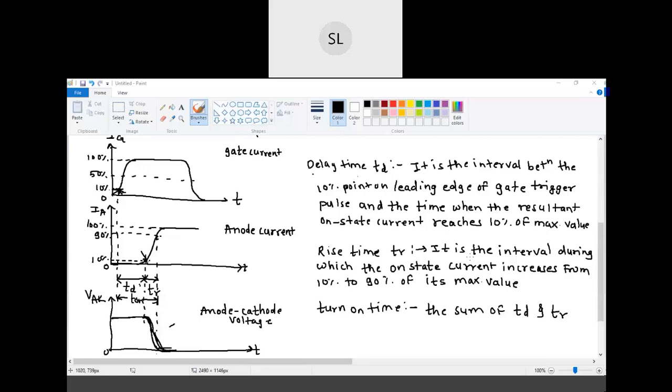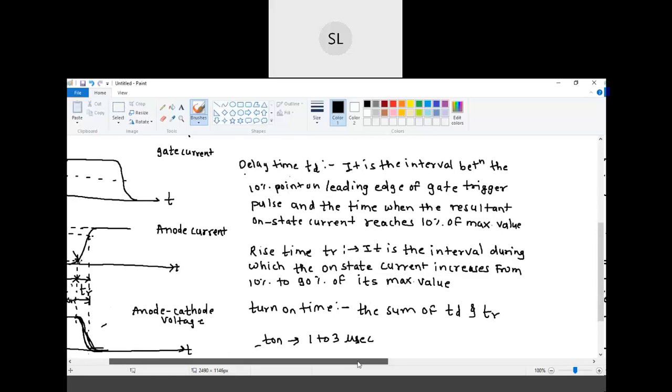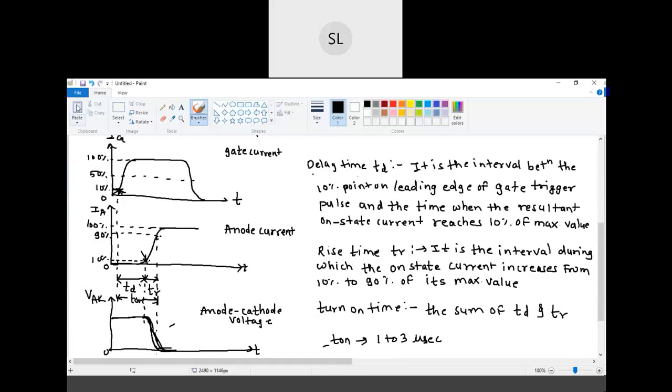Okay, similar to this turn on characteristics, there are dynamic turn off characteristics. Okay, so let us discuss that one also. So typical time required to turn on this SCR, T on, is about 1 to 3 microseconds. Okay, so this is for a typical time. Okay, so the next one we will talk about the dynamic turn off characteristics.